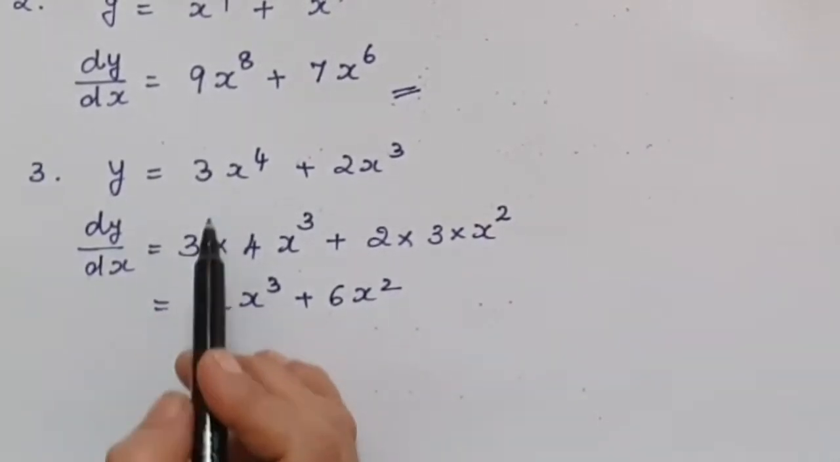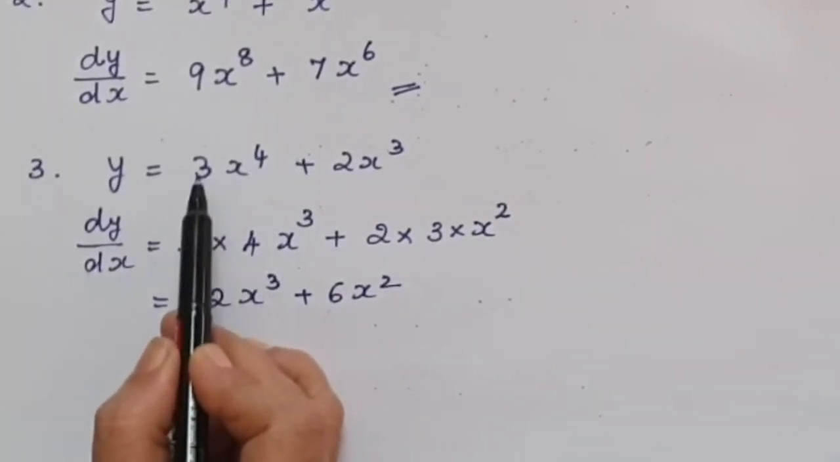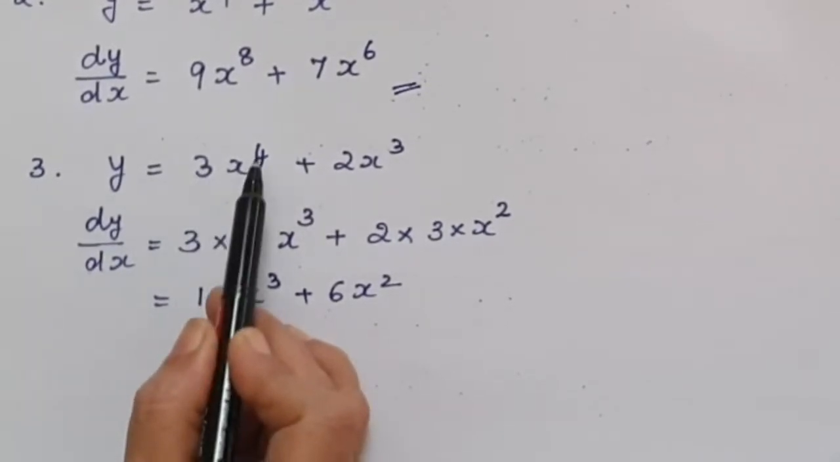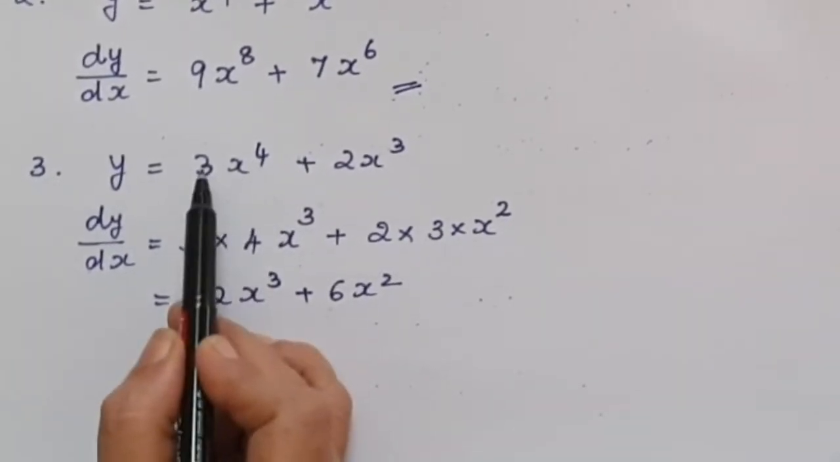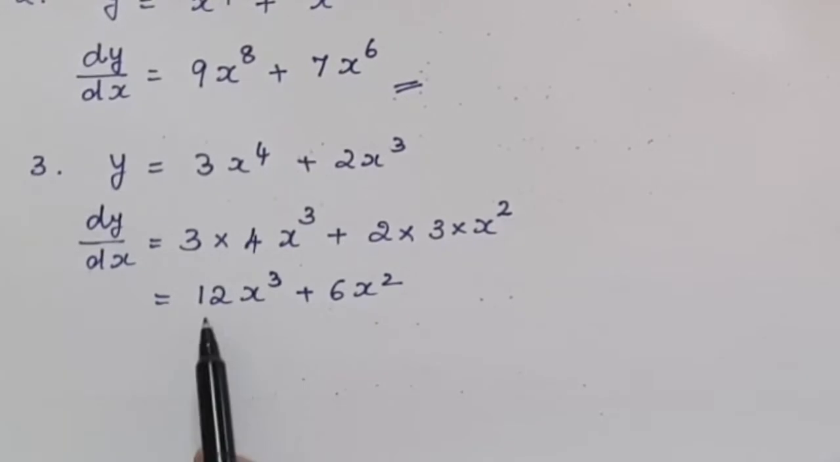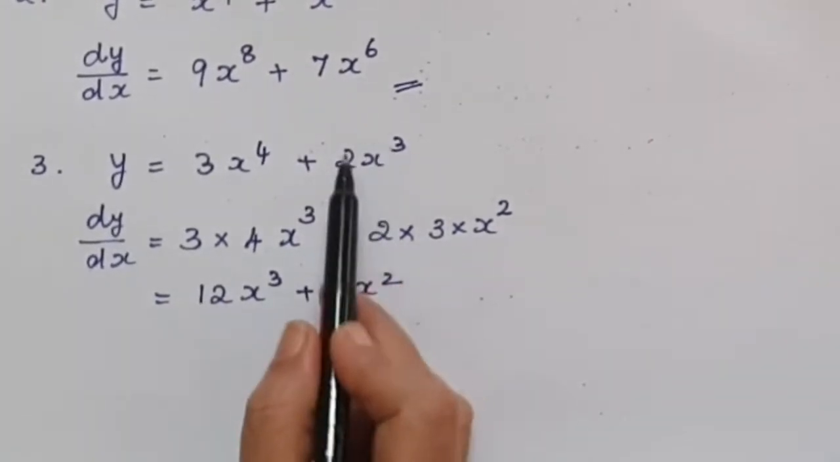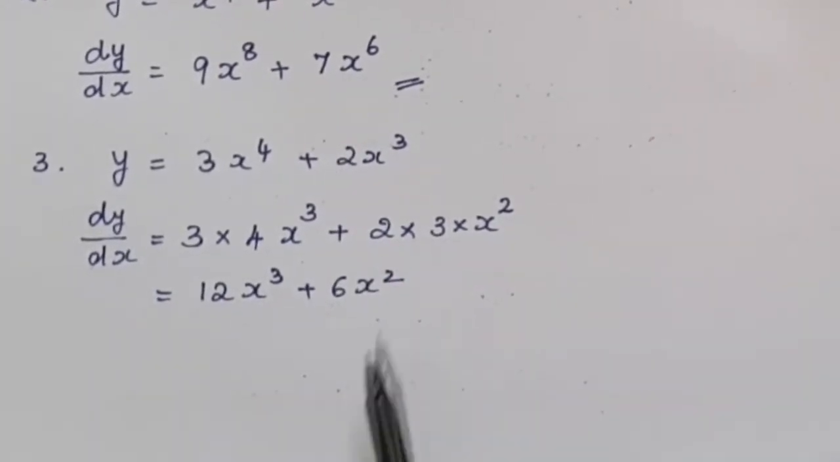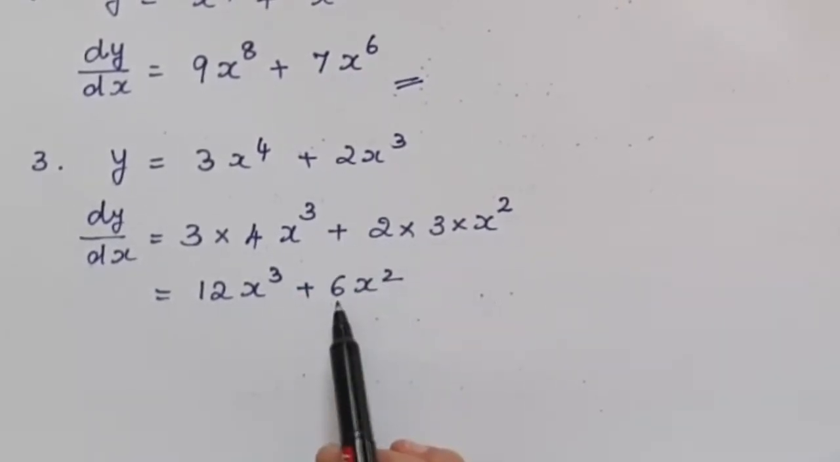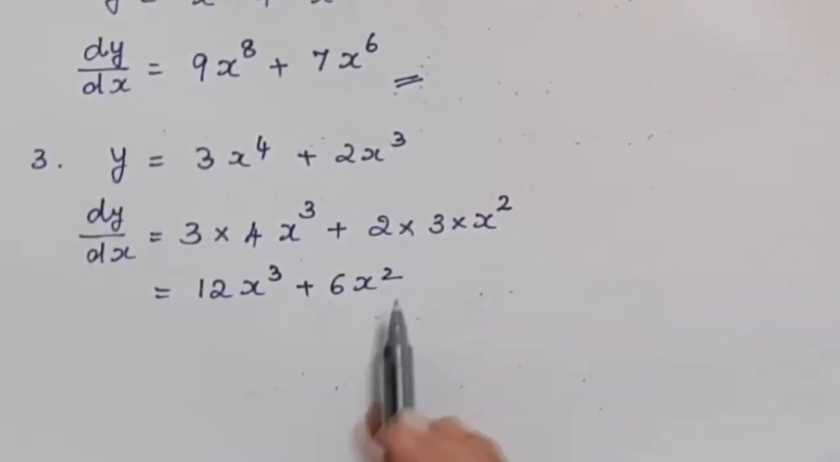Now just check and compare it. Whatever is in the power, you multiply by the coefficient, that is, whatever is in front of x. So 4 3s are 12 and reduce the power, x cube. So it is 6x squared. This 3 multiplied by 2 is 6 and reduce the power, so 6x squared.